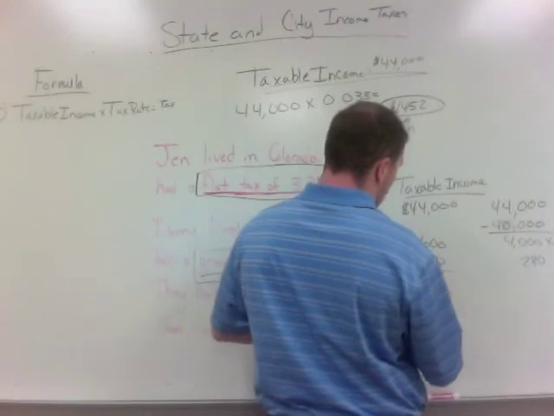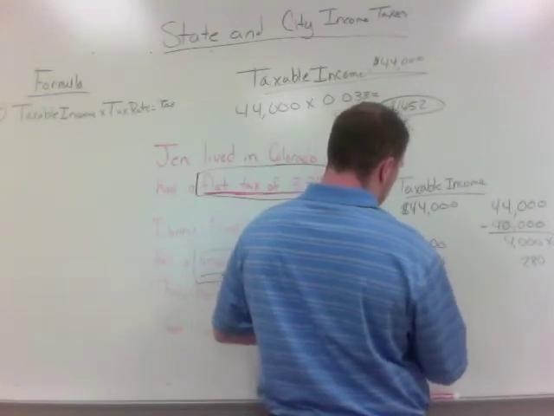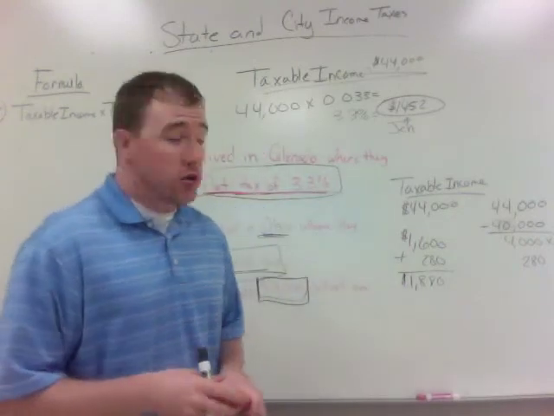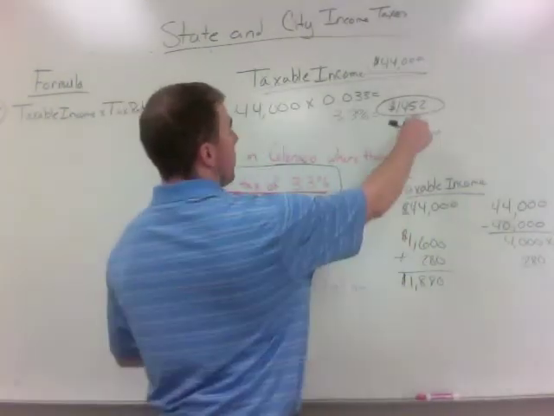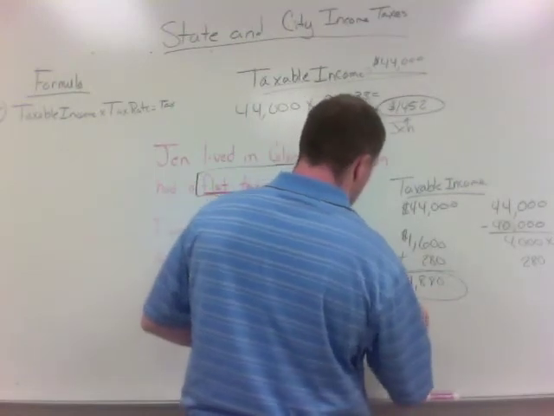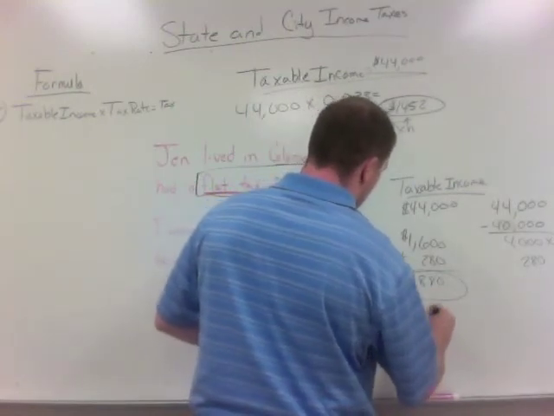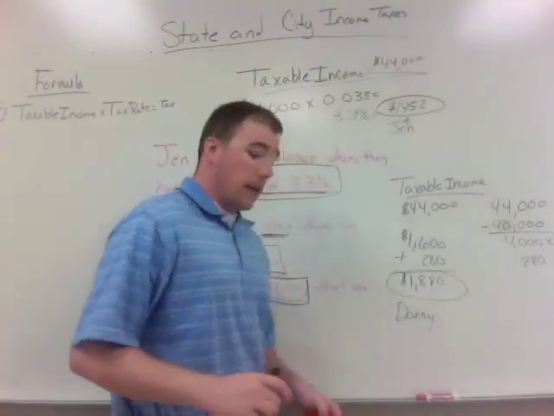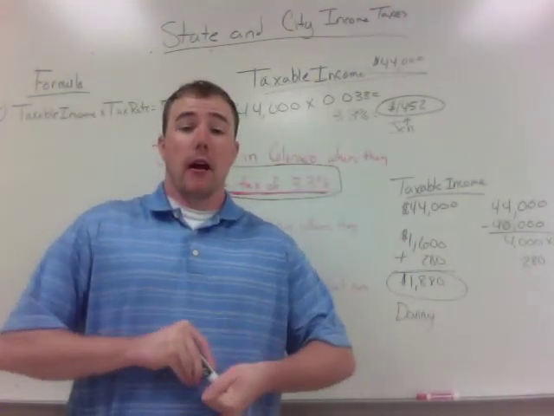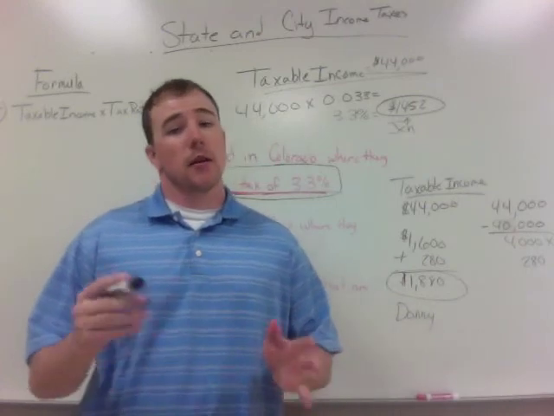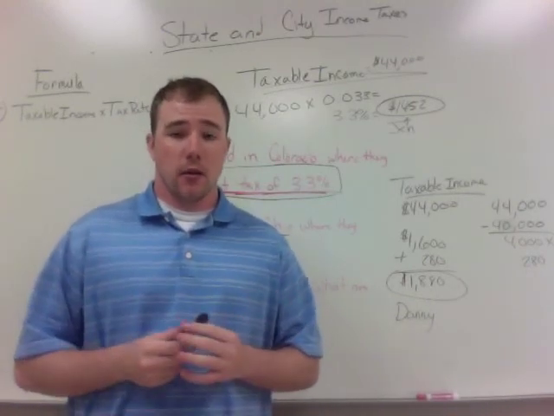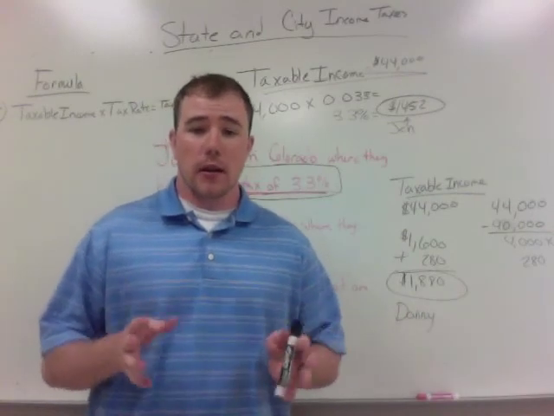So at the end of the day, he's paying $1,880 in taxes to live in the state of Ohio, while Jen is only paying $1,452 to live in Colorado. So Jen's getting a little bit better deal with a flat rate tax than Danny with the graduated rate income tax. But you can see how to calculate graduated income tax and flat income tax when it comes to finding your state and local taxes. Alright, so good luck on the test. Until next time.